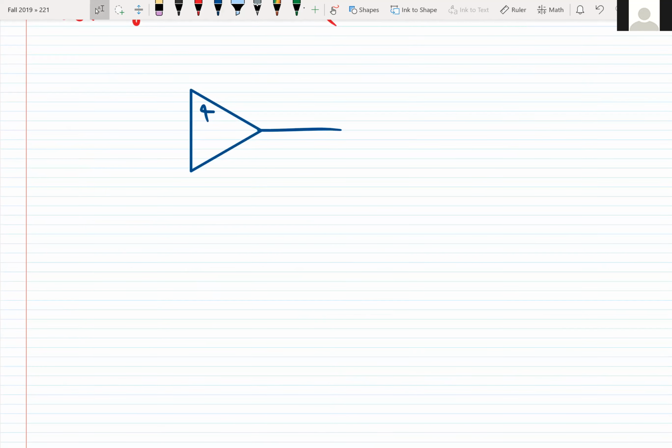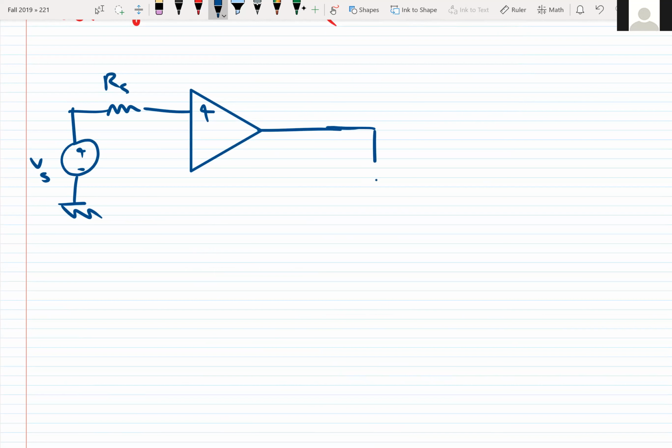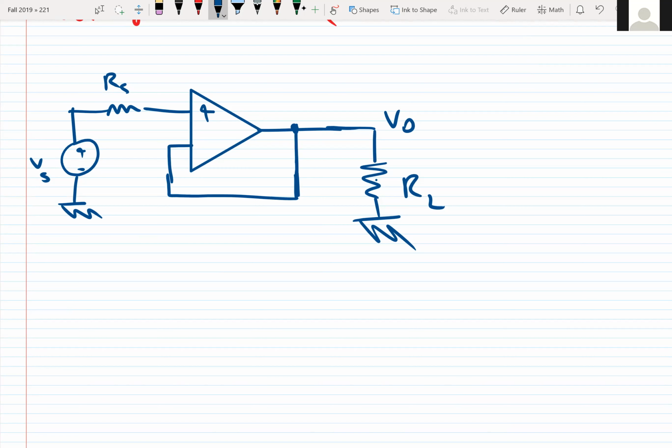Now here we have a buffer circuit. We have VS, we have RS, we have VO, and here is the feedback, VP, VN, and we want to find VO as a function of VN, VS.